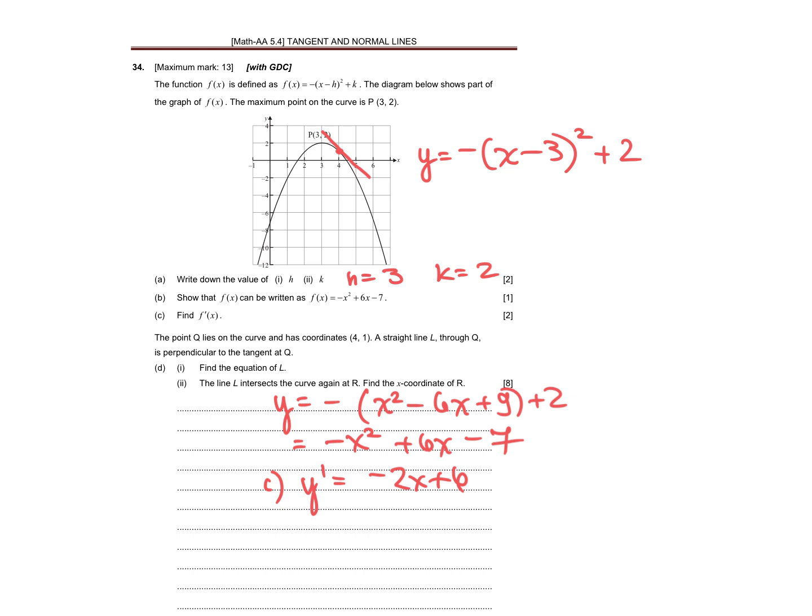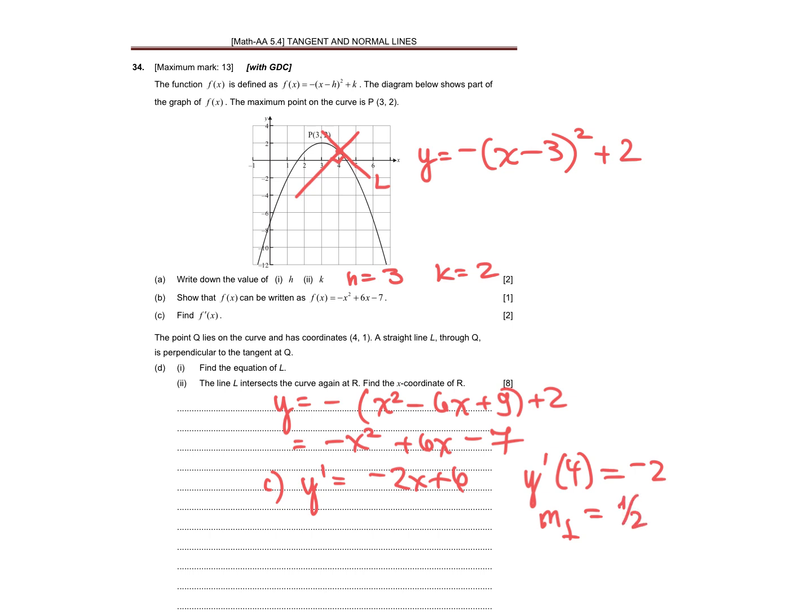So the straight line, this is L, is perpendicular to the tangent. So we need the derivative at 4, which is negative 2. So the perpendicular gradient is 1 over 2, positive.